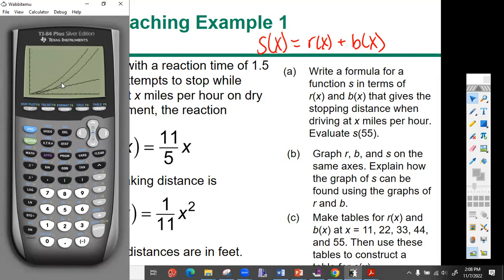Does that make sense? Okay, so it says, explain how the graph of S can be found using the graphs of R and B. So when you're looking at S, all you're doing is taking the value at that amount, adding it together, and that's going to put you at S, right? And that's why S, as you can see, is above both of these graphs. Yeah, because their Y values are greater.